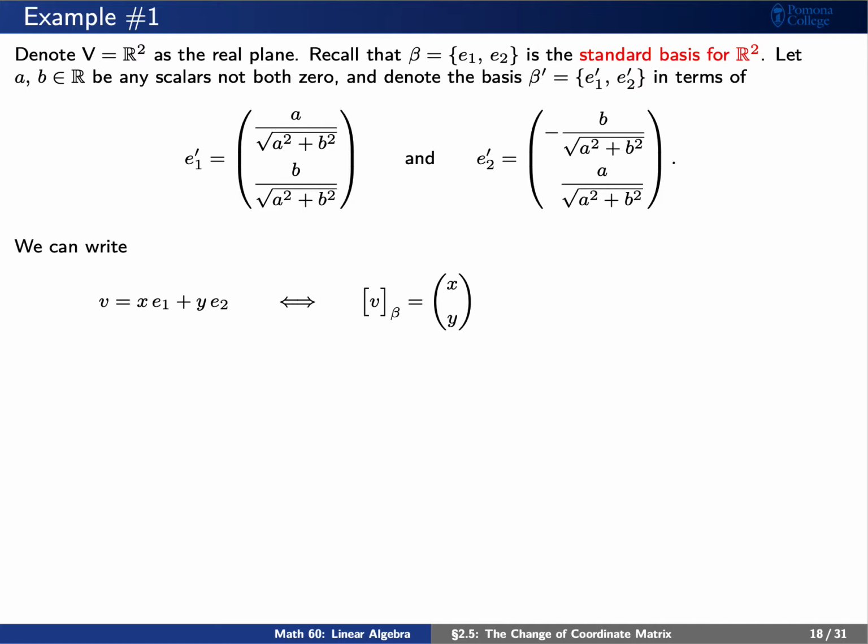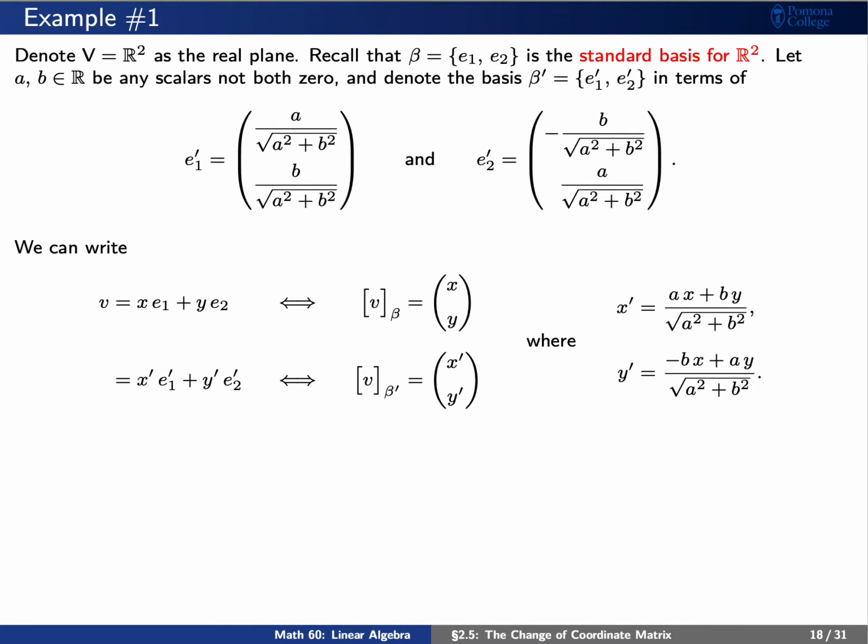We know that we can express any vector lowercase v in our vector space capital V as a linear combination of elements from the standard basis. But of course we can also do this for our new basis beta prime. Once we figure out what the new scalars are for this linear combination, we'll call these scalars x prime and y prime, and therefore we can compute the standard representation with respect to our new basis beta prime.